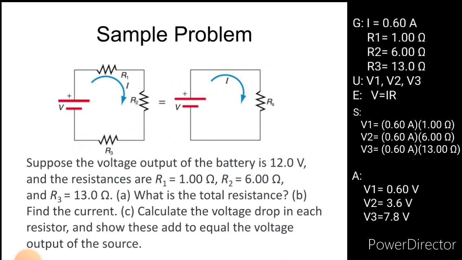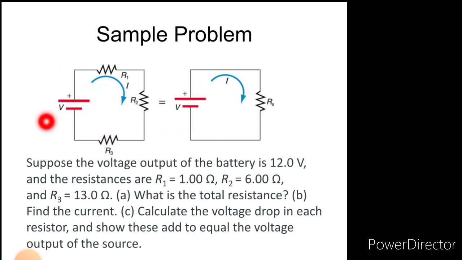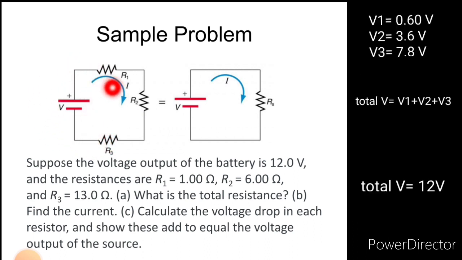Okay, so ipakita natin na same yung total voltage sa tatlong iyan, pag pinag-add natin ay same lang dito. So again, sa R1 natin is 0.6, plus R2 is 3.6, so that would be 4.2 plus 7.8. It would be 12 volts. Okay, so napatunayan natin.